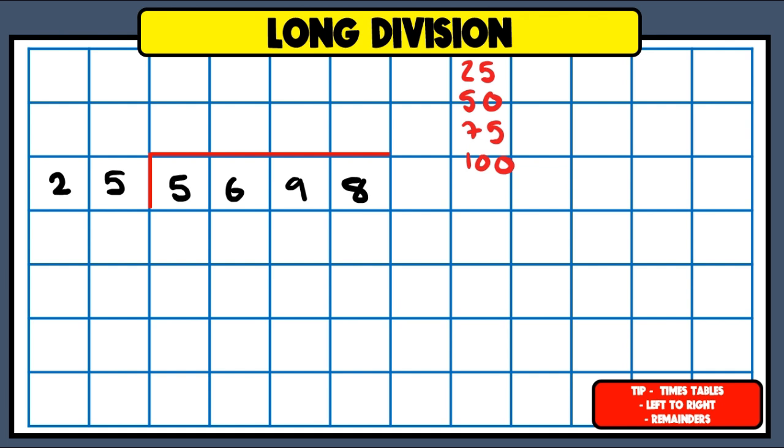I'm going to stop there and show you the hack. Every time you count in 25s, this pattern will always repeat itself. So 25, 50, 75, 100. It's now going to be 125, 150, 175, 200. Same again.